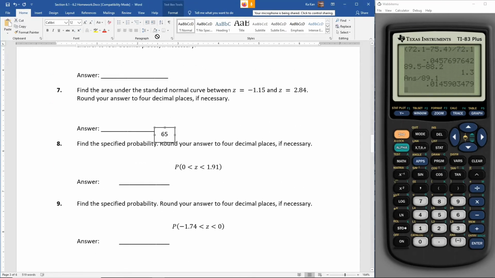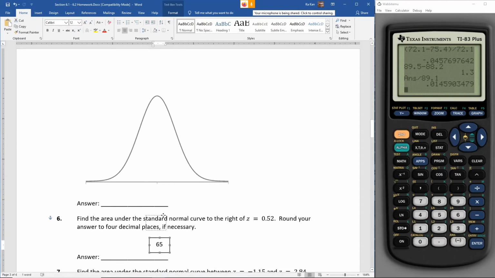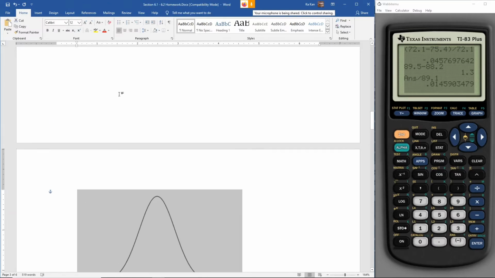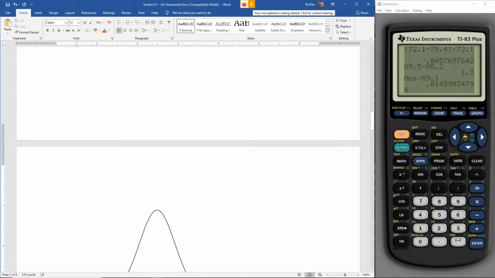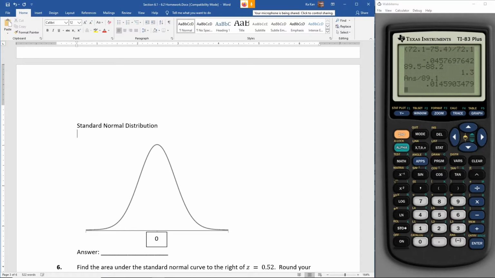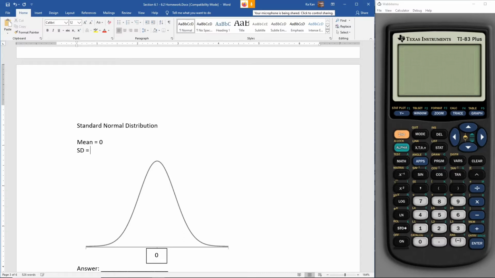We have a standard normal distribution, right? It has a mean of 0. So maybe I should say it here. A standard normal distribution: the mean is always equal to 0, and the standard deviation is always equal to 1.